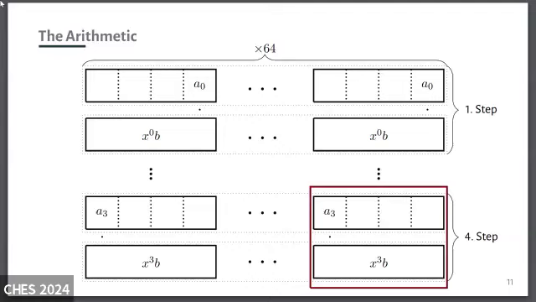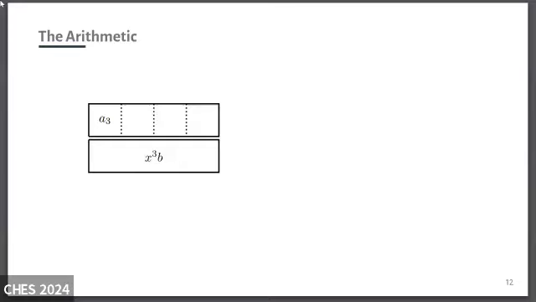To better understand this, I will now zoom into this red box you see on the bottom right corner. It will become clear in a moment why I chose exactly this, but to make everything easier, I will now zoom into this. So we want to compute a3 times x to the power of 3 times b. First, we need x to the power of 3 times b.